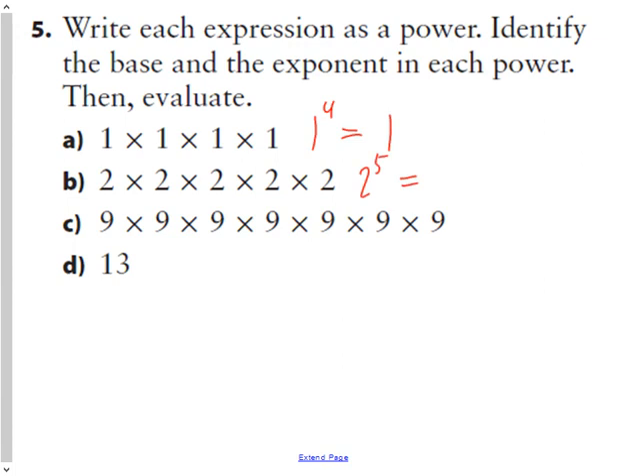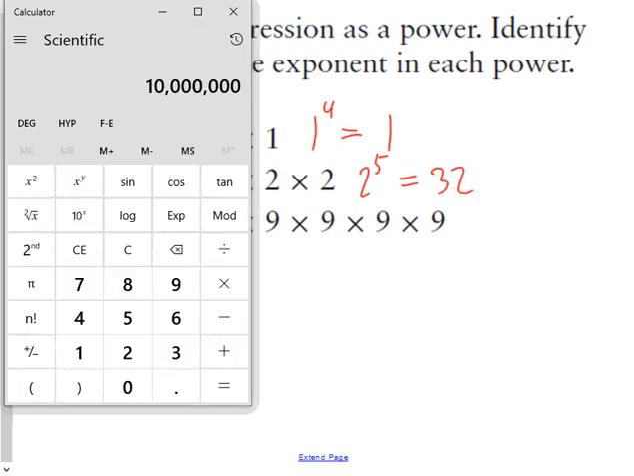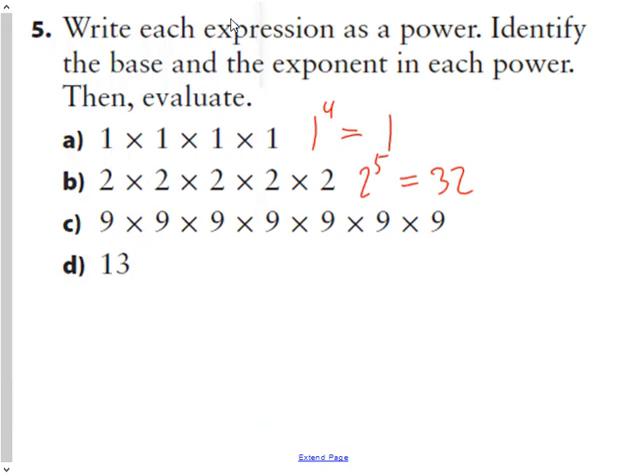2 to the exponent of 5. The base is 2, the exponent is 5. 2 to the exponent of 5 is 2, 4, 8, 16, 32. Again, I could grab my calculator real quick just to double check. 2, xy, 5 tells me it's 32.